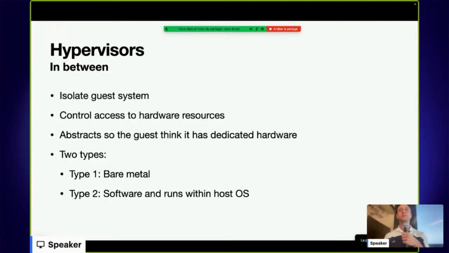A type 2 hypervisor is the same thing, a hypervisor with the same features, but it runs within a host kernel. For example, on macOS, you have the macOS kernel, and then you can have a hypervisor running thanks to the macOS already running on the machine.